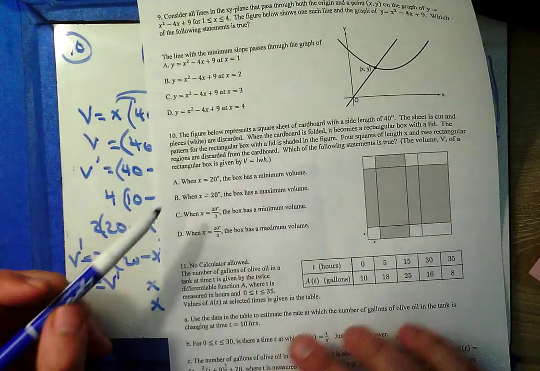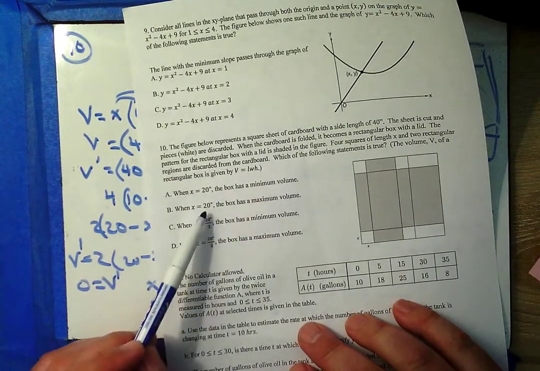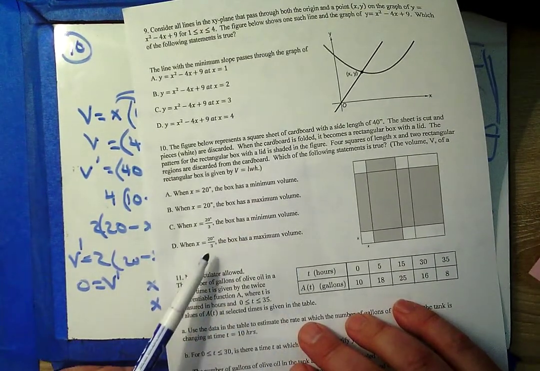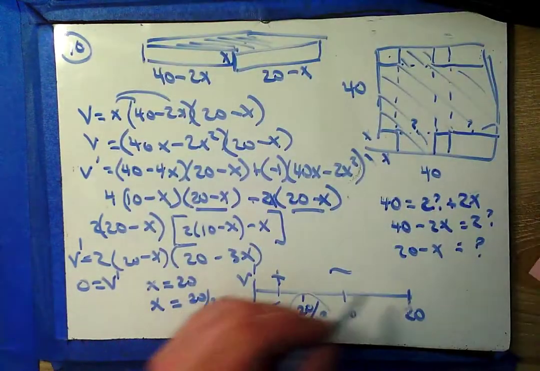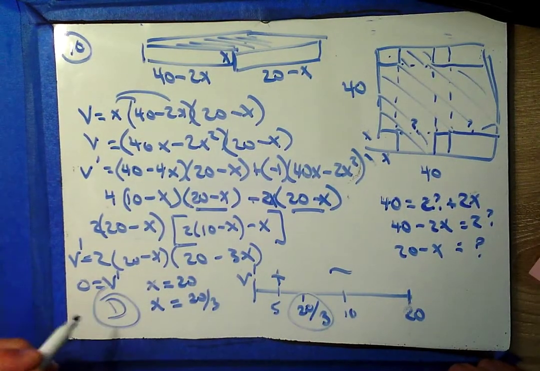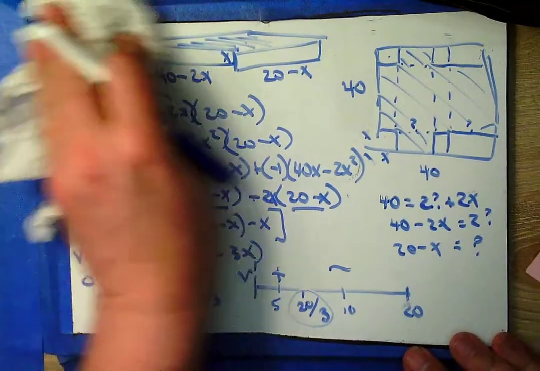And what do we see for choices? Maximum volume 20? No. Maximum volume 20 thirds? Yes. D is my answer for this problem. D for number 10.